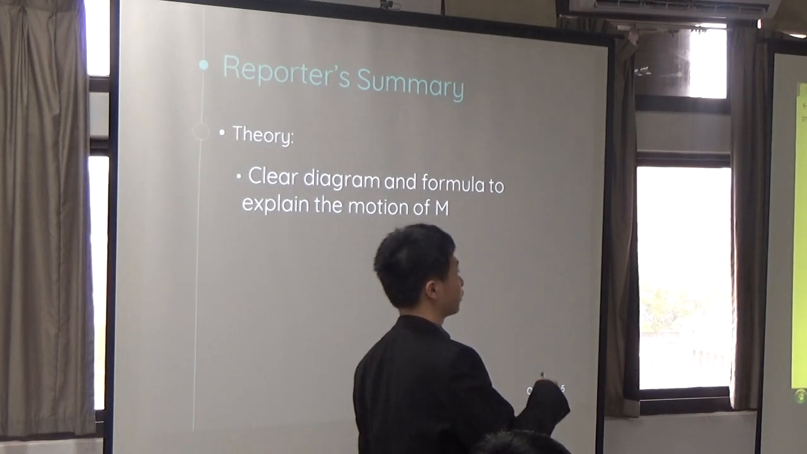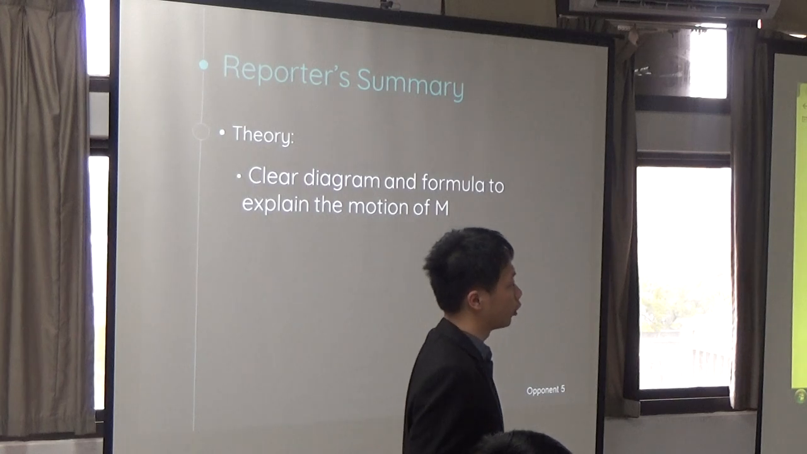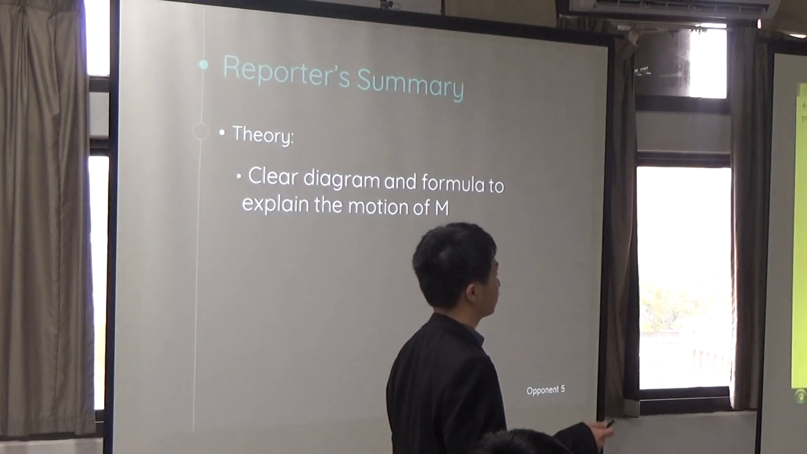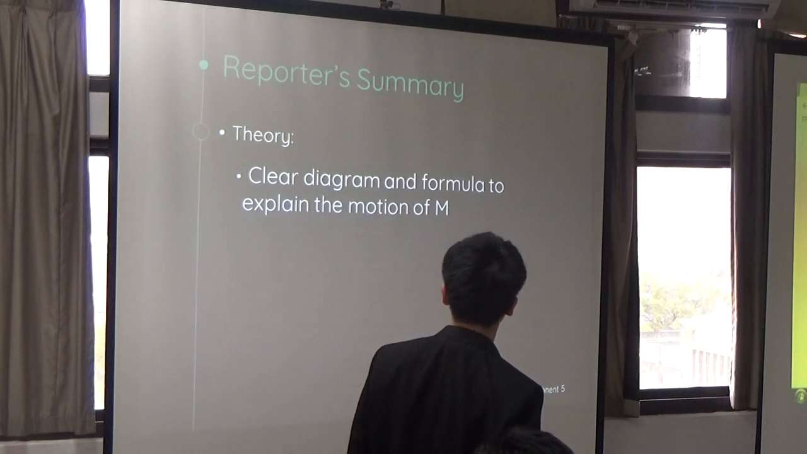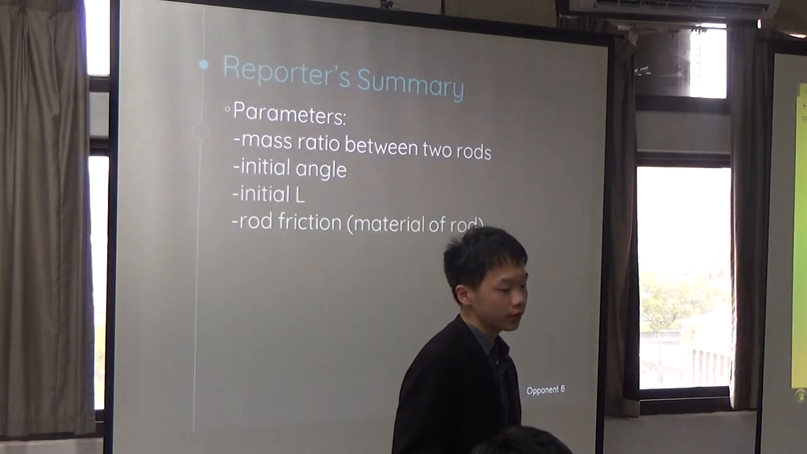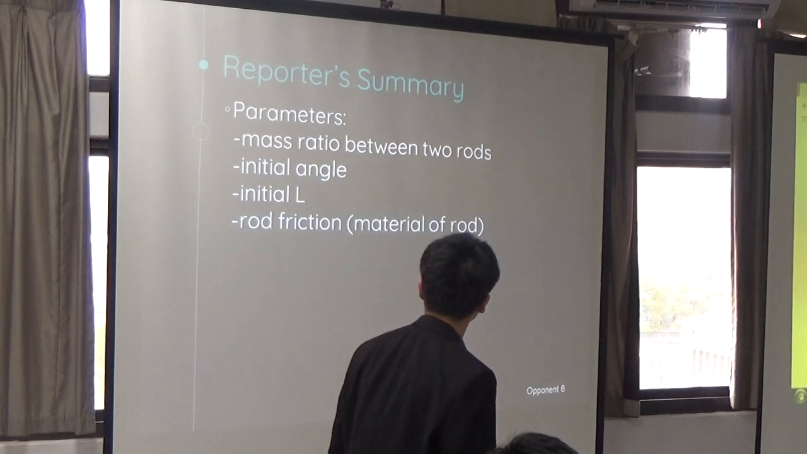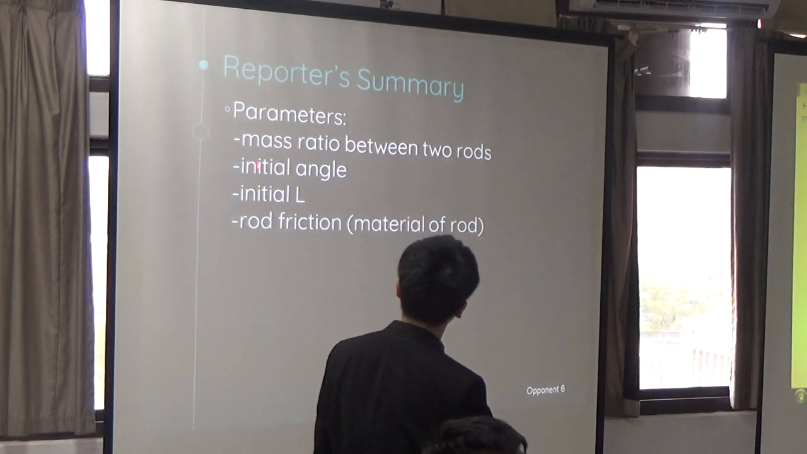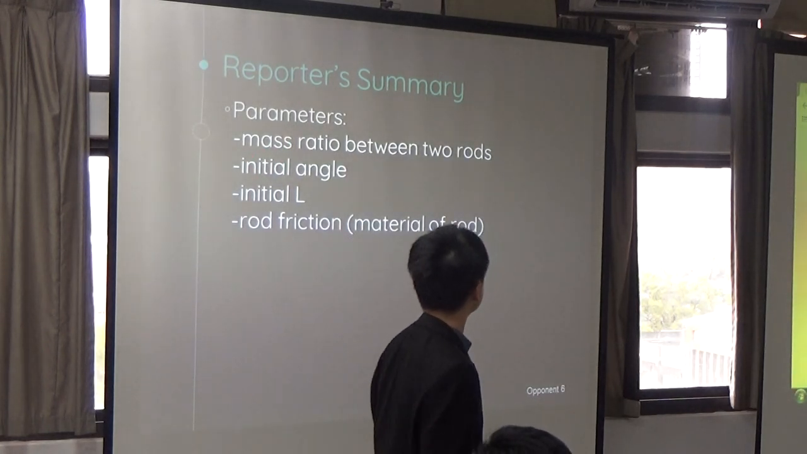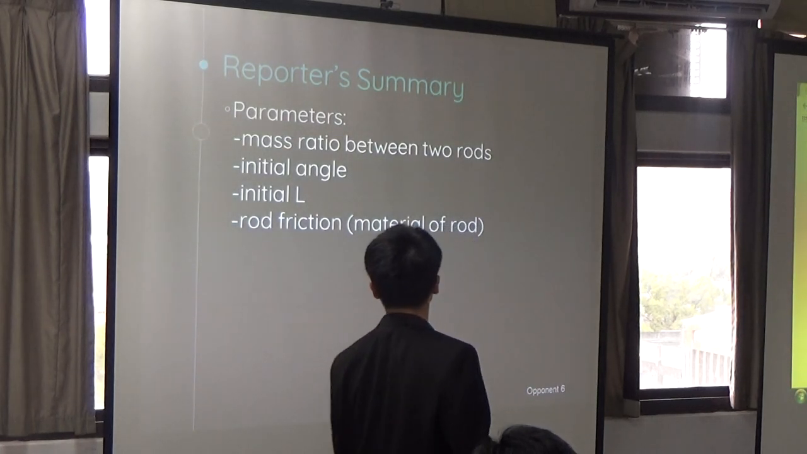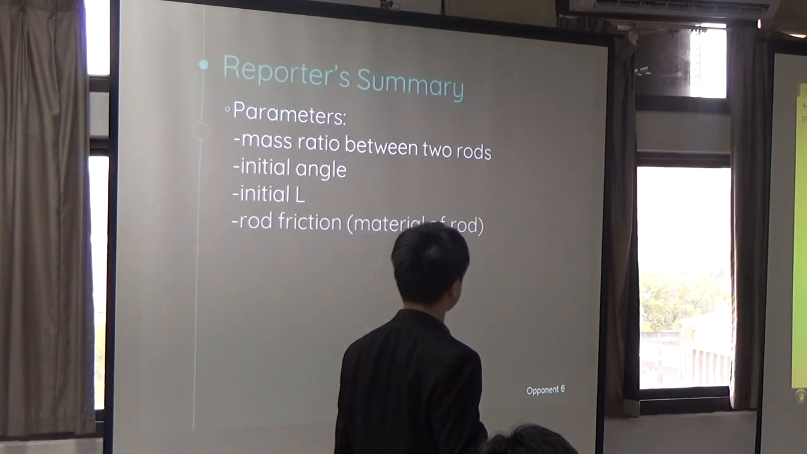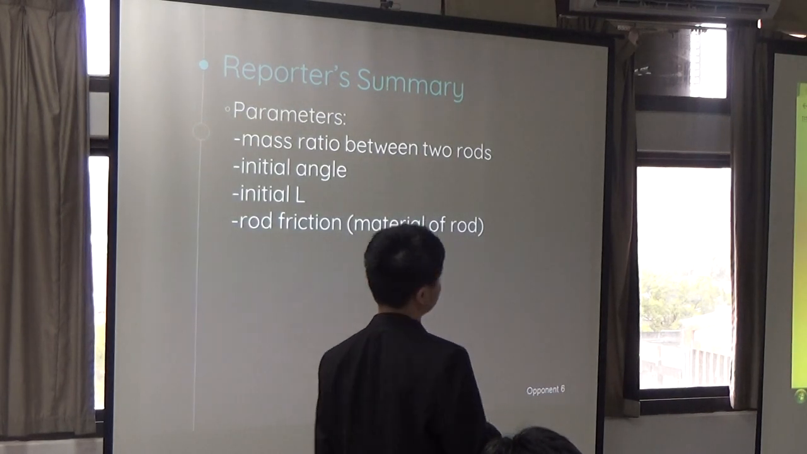They discuss the length of the rope, the friction, and the angle theta. Their theory also has clear diagrams and formulas to explain the motion. For their parameters, they first investigate the mass ratio between the two loads, then the initial angle of the system, the initial length of the system, and finally the rod friction.